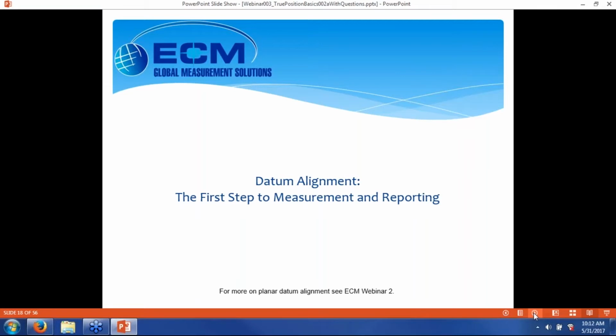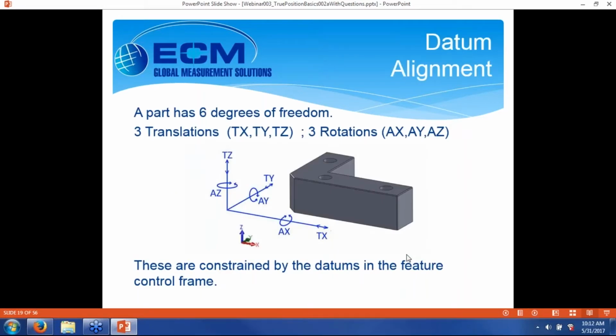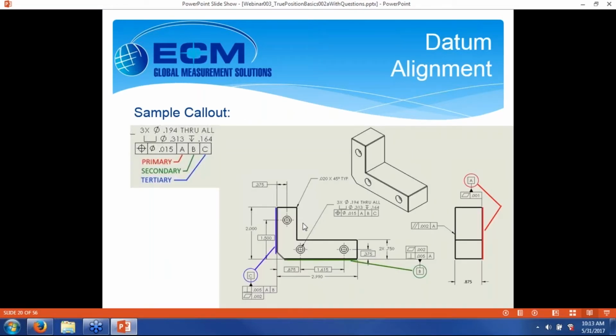You can't really talk about position tolerancing and measuring position without a look at datums. I'm going to fly through this. If you want a more in-depth presentation, in webinar number 2 we talked about planar datum systems. A part has 6 degrees of freedom, and you have to nail them down before you can measure. There are 3 translations and 3 rotations, and they're constrained by the datums in a feature control frame. Here's a sample callout. I've got this L-shaped block. The bottom of my block is datum A, datum B is this long edge, and datum C is the short edge. The holes are all positioned with respect to A, B, and C.